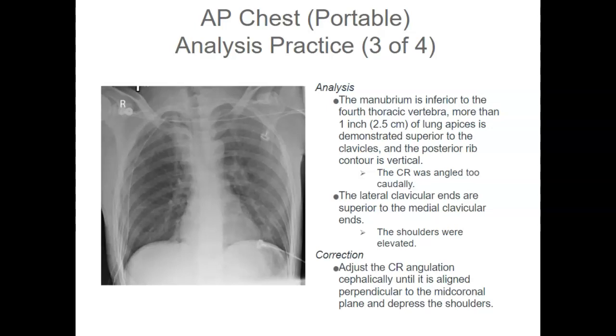Also, the patient's shoulders are raised up. You can see this because the lateral clavicular ends are superior to the medial clavicular ends. They're not lying horizontally in the same plane. So to correct all this, we need to adjust that central ray angulation cephalically until it's aligned perpendicular with the IR and depress those shoulders down to get those clavicles horizontal.